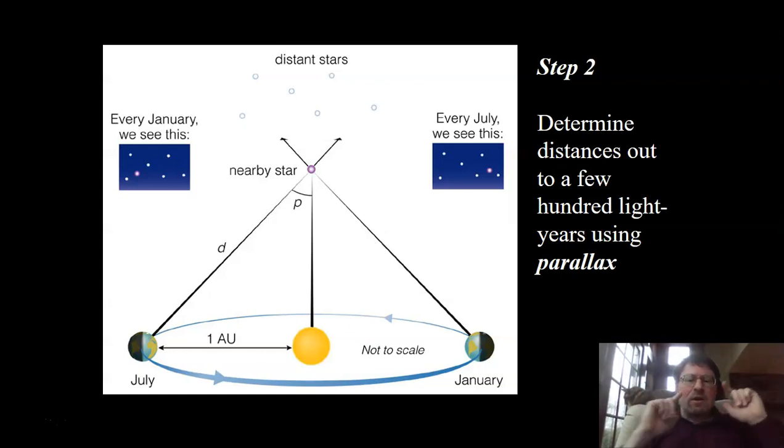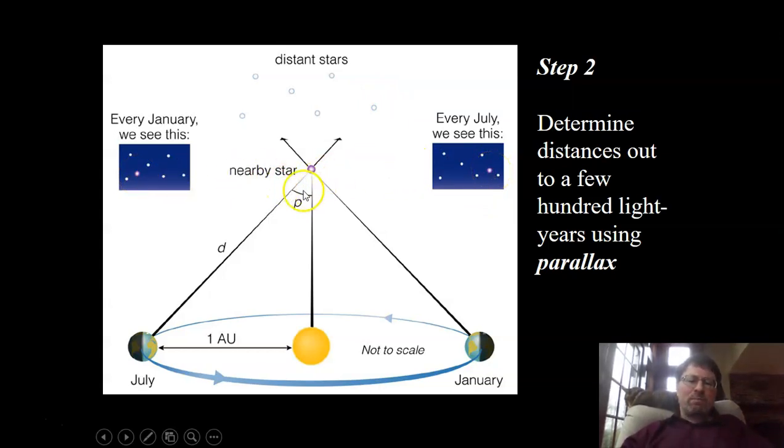Now, your two eyes here are analogous to the position of the Earth at two different moments in its orbit. So if you look at a nearby star in January, it's going to appear on the left side of the distant stars behind it. If you wait 6 months for the Earth to be over here at its location in July, now that nearby star is in front of the stars on the right when placed in front of those distant stars. And so you can see it's flip-flopping between this location in January and that location in July.